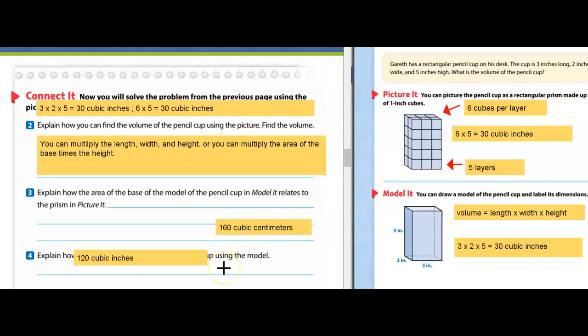Now on your own, you are going to work on pages 260, 261, 262, and 263, boys and girls. If you need assistance, please be sure to watch this video again. Make sure you're working every question out on a blank piece of scratch paper.